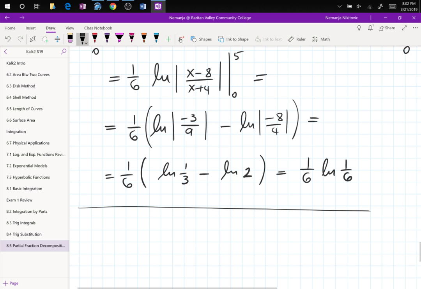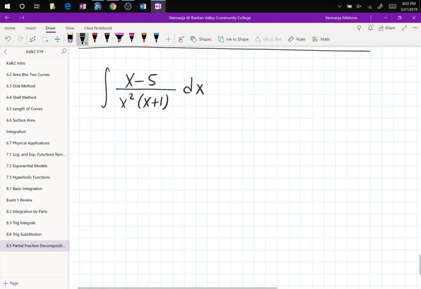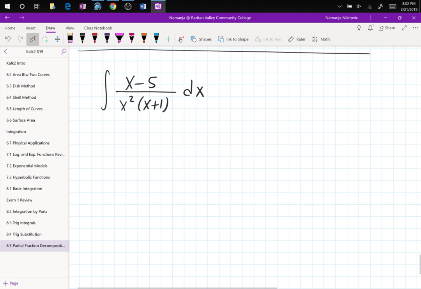So what are the numbers that we're picking from again? We didn't do anything in the 40s, right? We did in the 30s and 50s. Give me something in the 40s. 45? Why not? x minus 5 over x squared times x plus 1, dx. So no pressure, you have 18 seconds. Go.